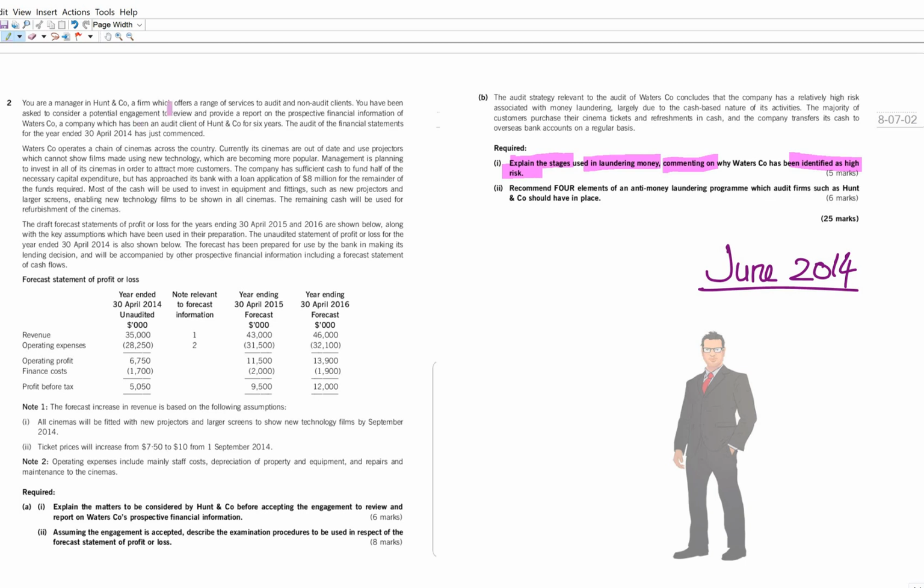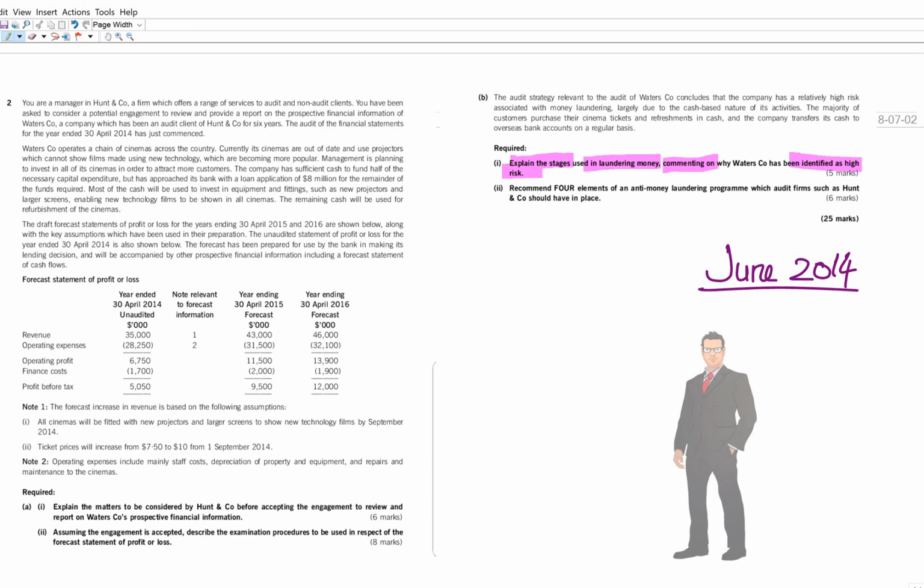You are a manager in Hunt and Co, a firm which offers a range of services to audit and non-audit clients. You have been asked to consider a potential engagement to review and provide a report on the prospective financial information of Waters Company, an audit client of Hunt and Co for 6 years. The audit of the financial statements for the year ended 30th April 2014 has just commenced. Waters Company operates a chain of cinemas across the country. Currently, its cinemas are out of date and use projectors which cannot show films using new technology, which are becoming more popular. Management is planning to invest in all of its cinemas in order to attract more customers.